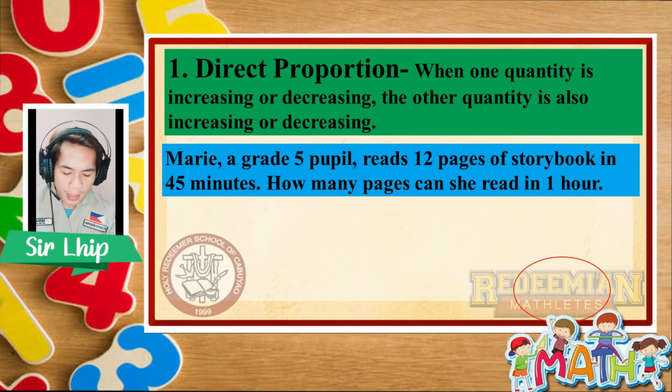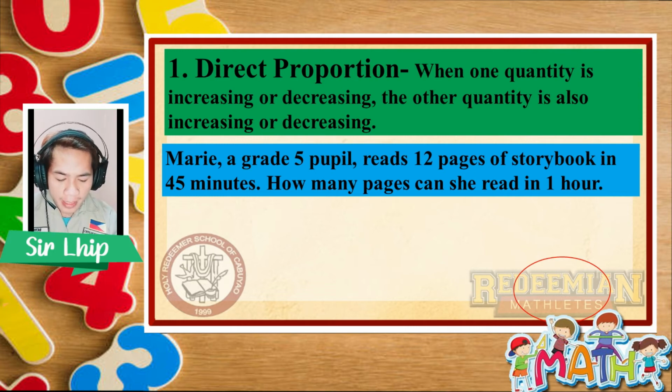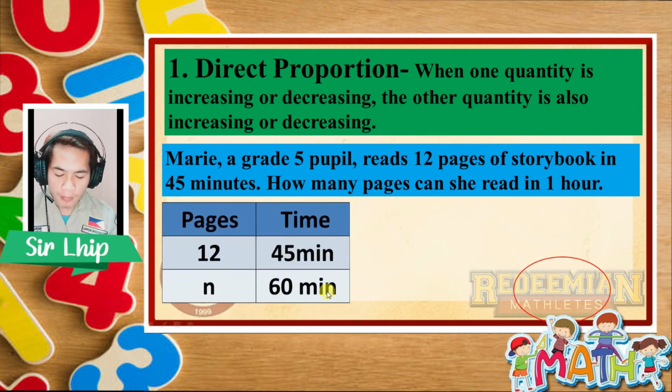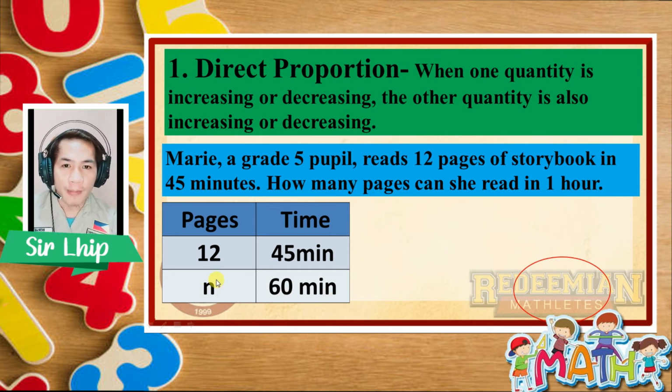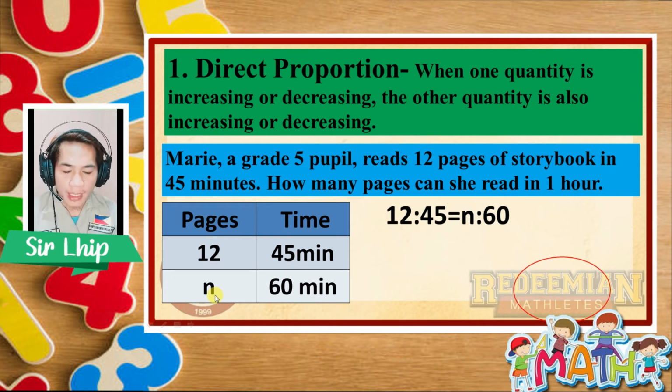So what is missing in the problem? The missing is how many pages can she read in 60 minutes? So pages is 12 and time is 45 minutes. N is unknown. Then time is 60 minutes. So we need to find the value of n, or the missing number. 12 is to 45 equals n is to 60.